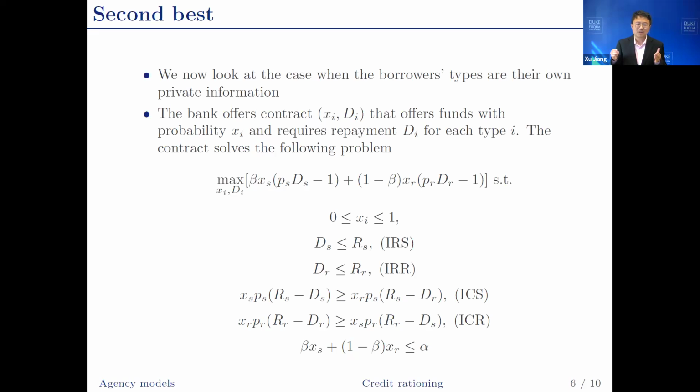Notice that for the IC constraint, let's focus on the IC constraint for the safe borrowers. The left-hand side is the expected payoff for the borrower from choosing the contract for the safe borrowers. And the right-hand side is the expected payoff for the safe borrowers from choosing the contract for the risky borrowers. You're going to see for the safe borrowers, PS and RS depend on their type, but X and D depend on the type of contract they choose.